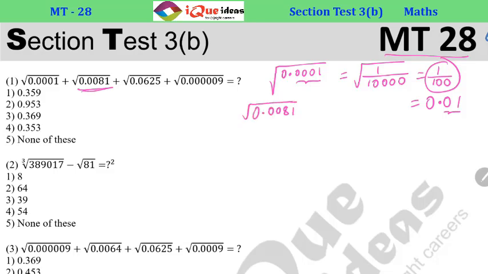0.0081. Now 81 is square of 9 and there are 4 digits. So this can be written as 0.09. Alright. Similarly, square root of 0.0625. Now 625 is the square of 25. So square root will be 25. But because there are 4 digits after decimal, there will be 2 digits after decimal in this.